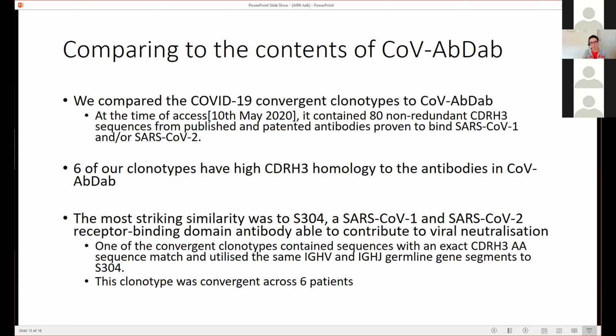So this data I'm showing you here was when we looked at CoV-AbDab on the 10th of May, and then we only had 80 non-redundant CDRH3 sequences that bound to SARS-CoV-1 and SARS-CoV-2. We now have, as I just showed you, significantly more than that, so these numbers change quite dramatically. But even at this stage, we still had 6 of our clonotypes with very high CDRH3 homology to the antibodies in CoV-AbDab. And we had one very lovely example where we had an identical H3 match, and it had the same VJ, and we had the same germline gene segments. And this clonotype was also convergent across 6 patients.